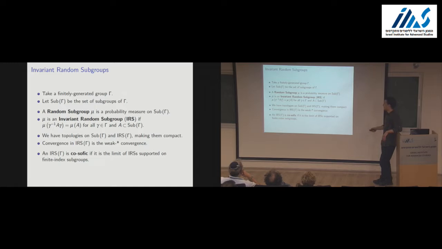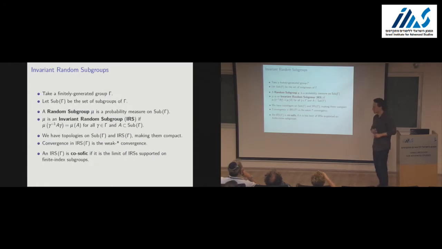And now I can say what it means for an invariant random subgroup of gamma to be cosophic. It is cosophic if it's the limit of invariant random subgroups which are only supported on the finite index ones. Okay. I'll say something in the next slide.